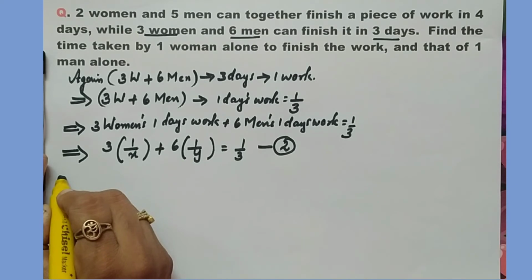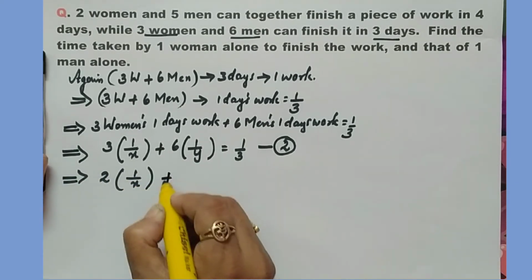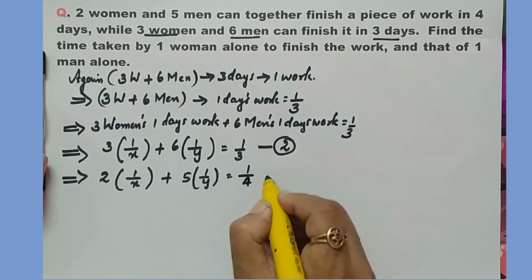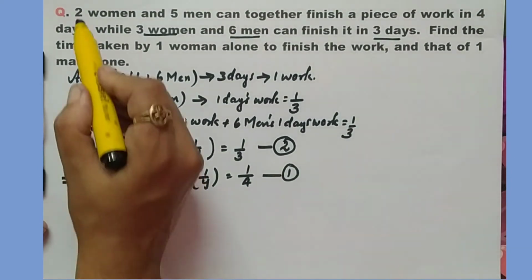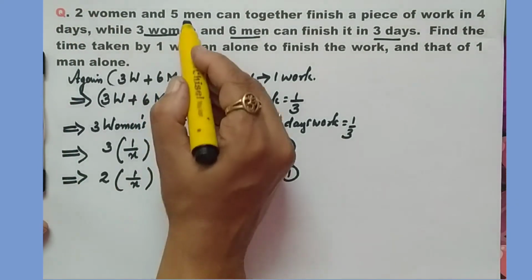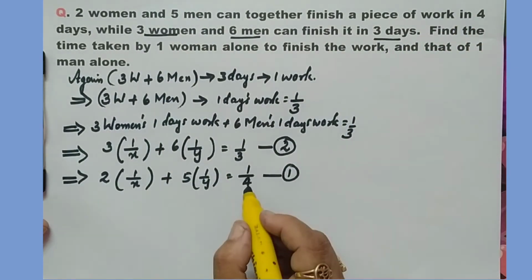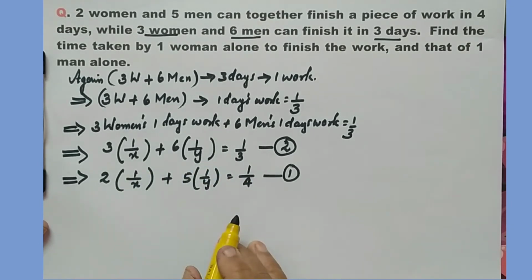I am going to write equation 1 again. Equation 1 is 2 into 1 by X plus 5 into 1 by Y equals 1 by 4. This is your equation number 1. During exam time, you can directly write the equation as 2 women, 2 into 1 by X, plus 5 men, 5 into 1 by Y, equals 1 by 4. Don't write it as 4. Why? Because we are converting each data for 1 day's work.